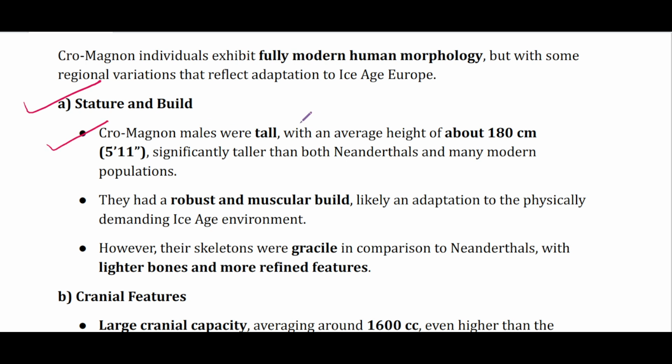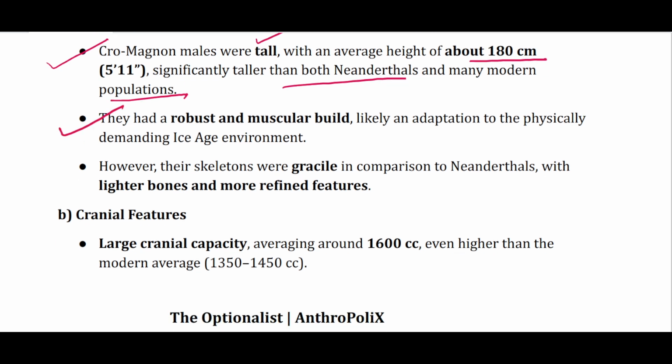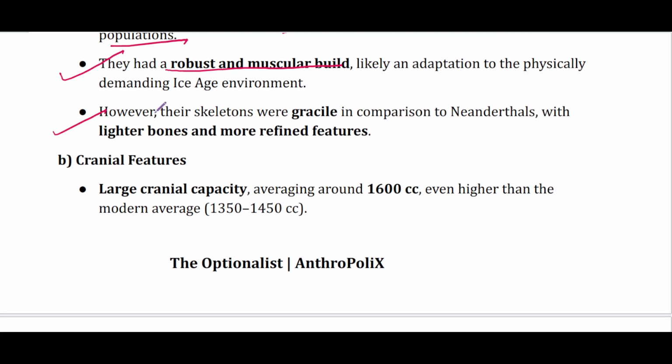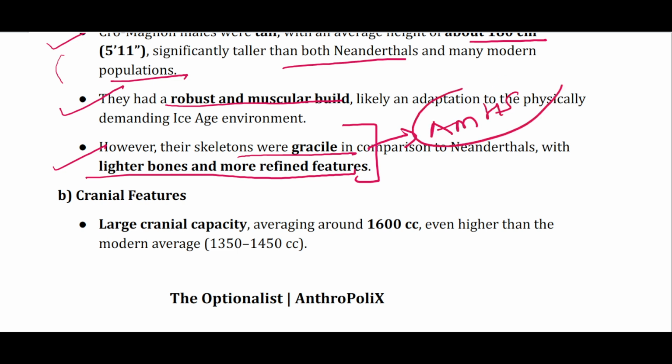So Cro-Magnon males were tall, with an average height of 180 centimeters, taller than both Neanderthals and modern human populations. Then the build, it was robust and muscular. One variation that they had was a gracile skeleton, a slender skeleton with lighter bones and more refined features. So this one is a typical feature of AMHS in contrast to the Neanderthals.